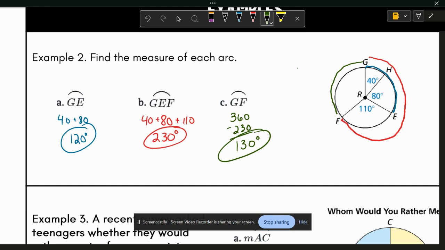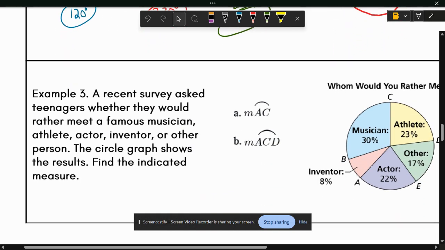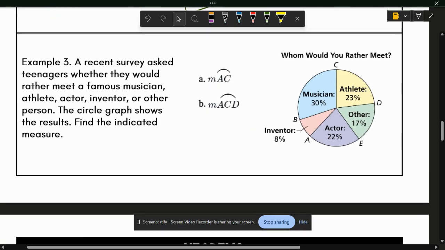Questions at all so far? Not too terrible, right? It could be a lot worse than some of the things that we've dealt with in here. Take a look at example number 3.